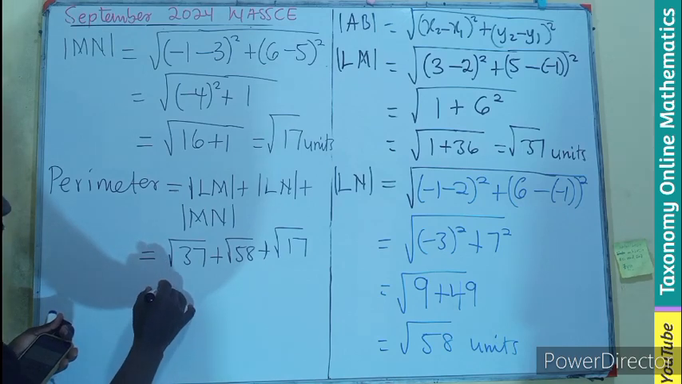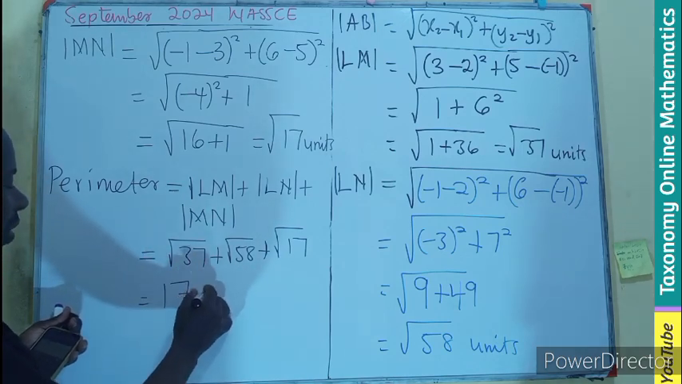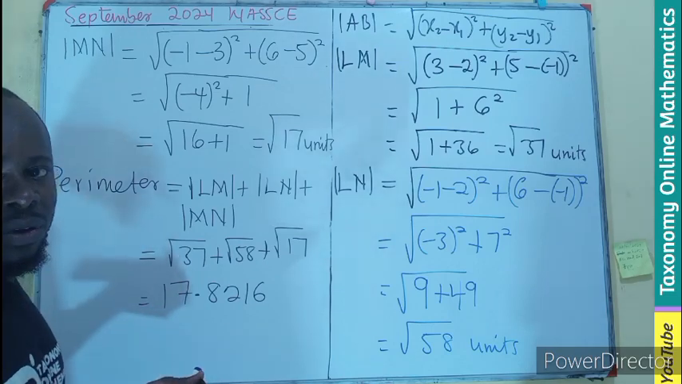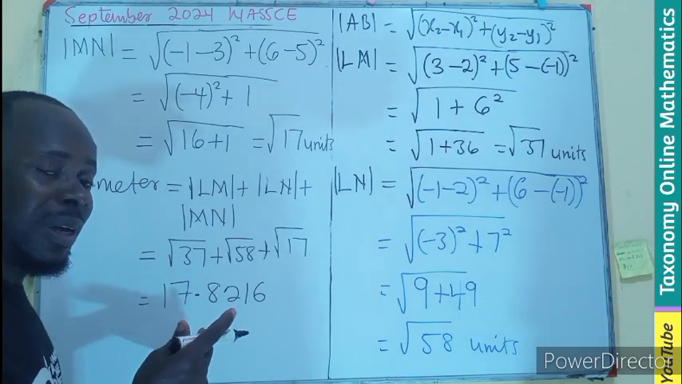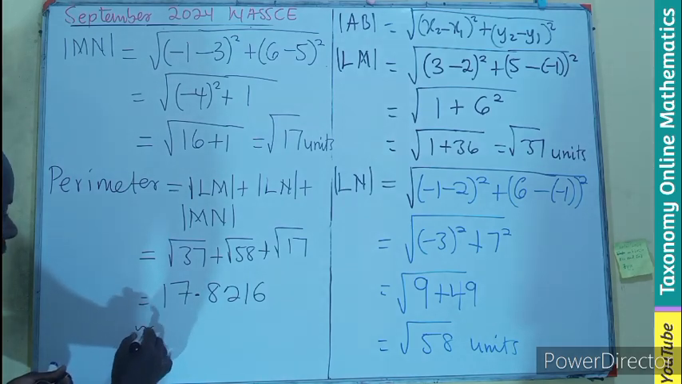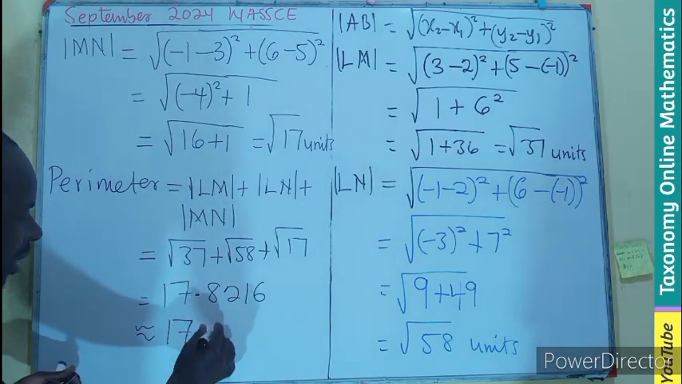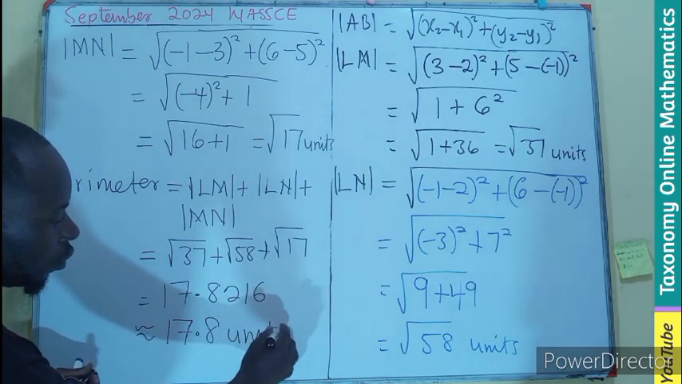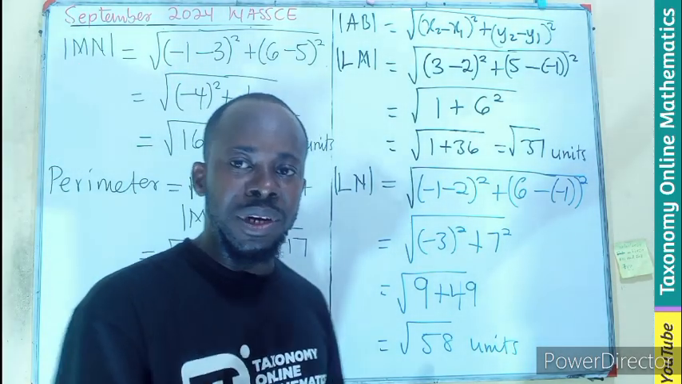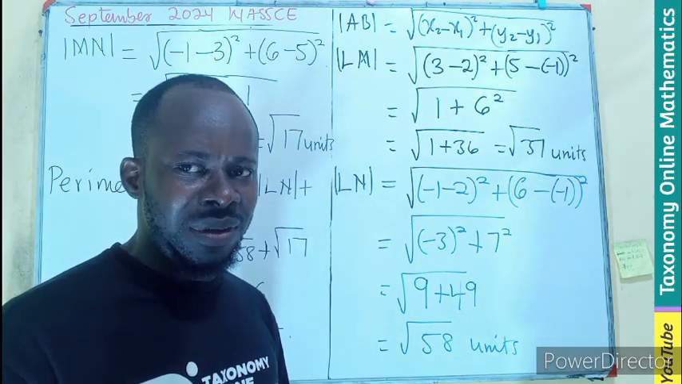17.8216. But we are leaving our answer in what? One decimal place. So this is the first decimal place. That will mean that I'll have 17.8 units, because we don't know the actual unit of measurement for this triangle. I guess the concept is clear.